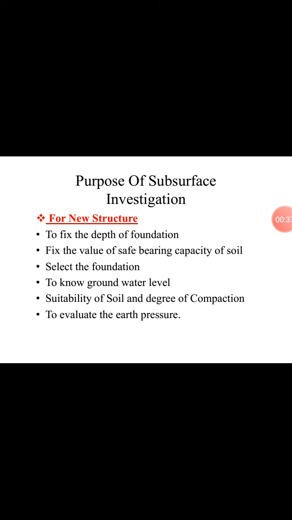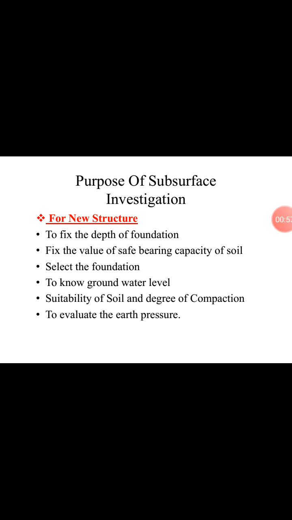Now here the purpose of the subsurface investigation is divided into two parts. First is for a new structure and second one is for an existing structure. So first one is for a new structure. So which points are to be remembered during the subsurface investigation and why subsurface investigation is required.